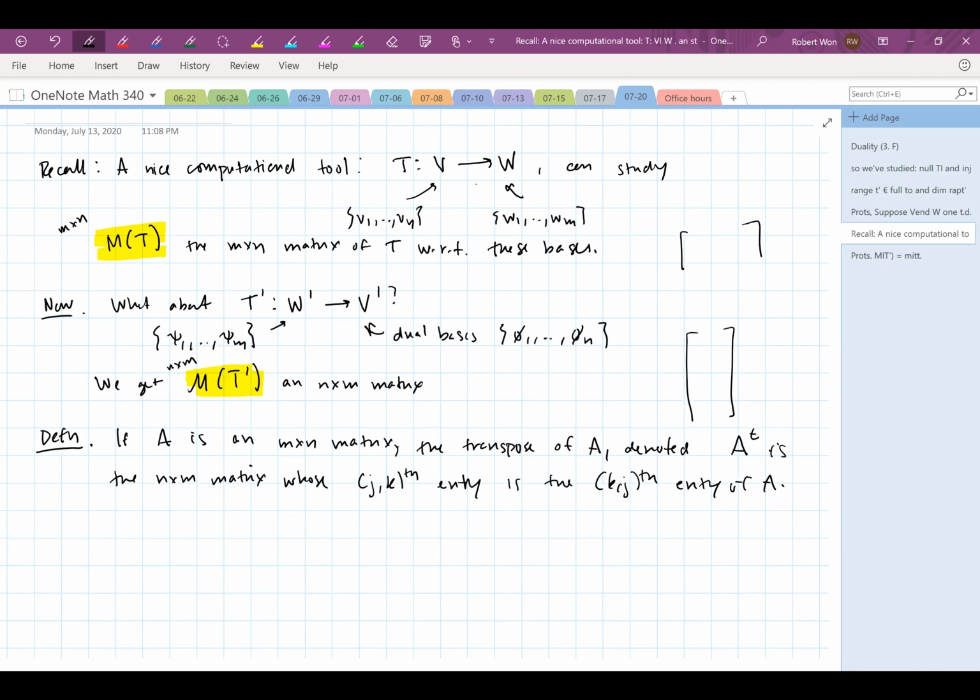Okay. Now, the last thing in this section is just a little bit on the rank of a matrix.